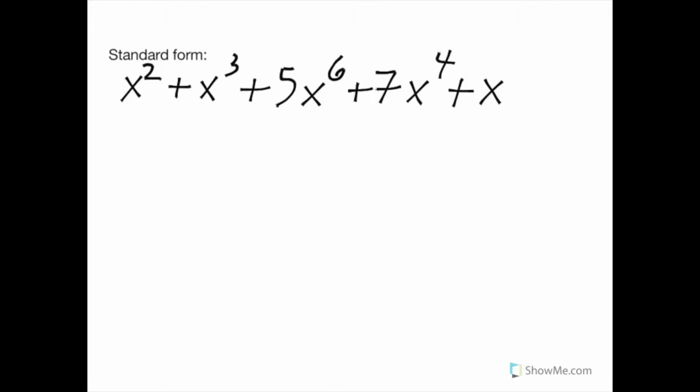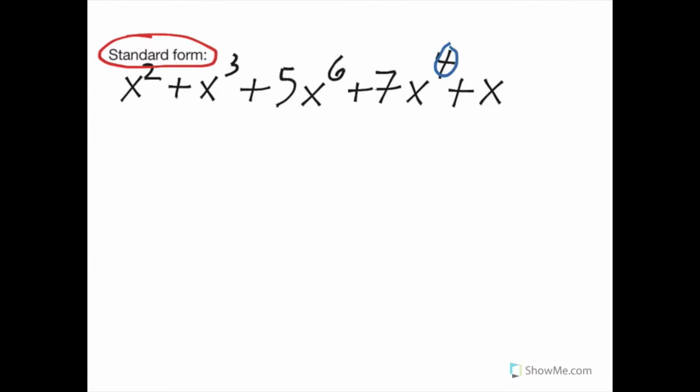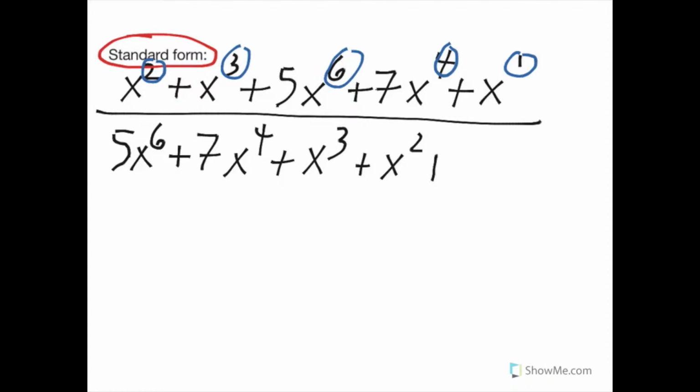And when you do that, you want to be in standard form, as I wrote at the top here. So, what is standard form? Standard form basically takes all of these exponents, 4, 6, 3, 2, and you have an imaginary 1 over here, and puts them in order from greatest to smallest. So, we take 5x to the 6th plus 7x to the 4th plus x cubed plus x squared plus x.